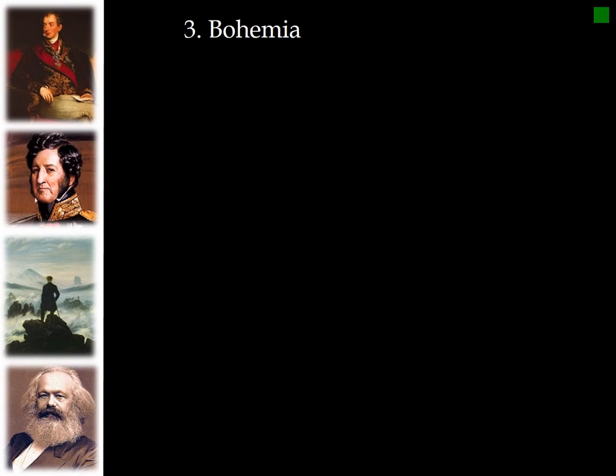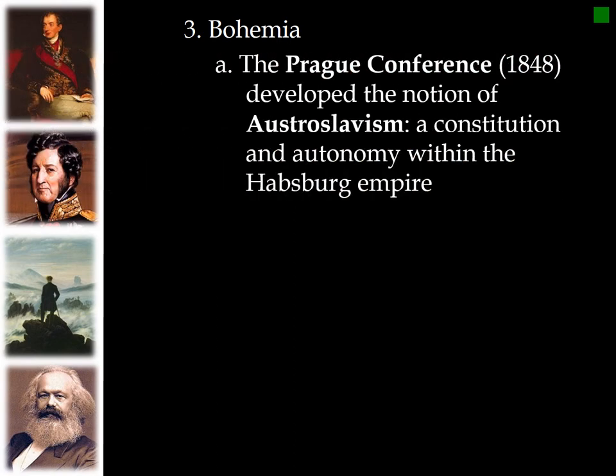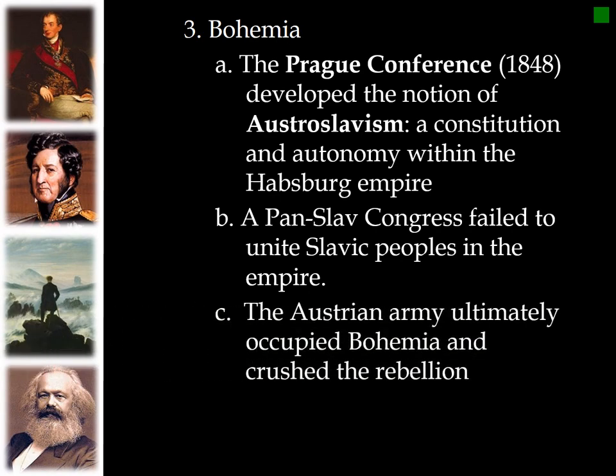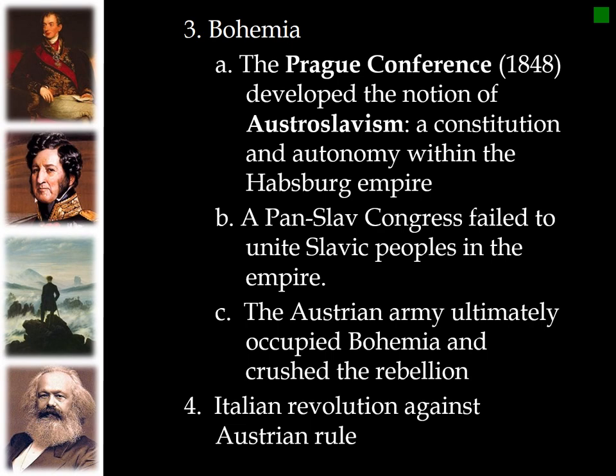Bohemia was another part of the Austrian Empire that attempted to revolt. The Prague Conference, taking place in the same year, 1848, developed the notion of Austroslavism, a constitution with autonomy within the Habsburg Empire. A Pan-Slav Congress, however, failed to unite the Slavic people in the empire. The Austrian army ultimately was able to reoccupy Bohemia and crush the rebellion there. The Italian Revolution against Austrian rule also failed.